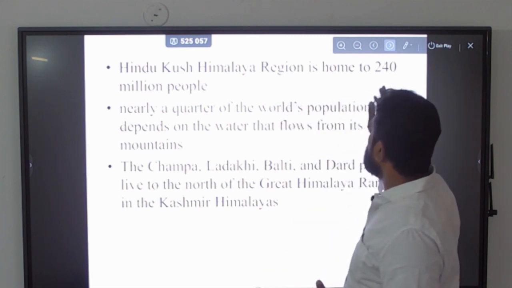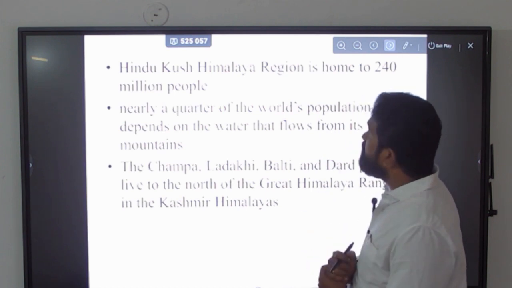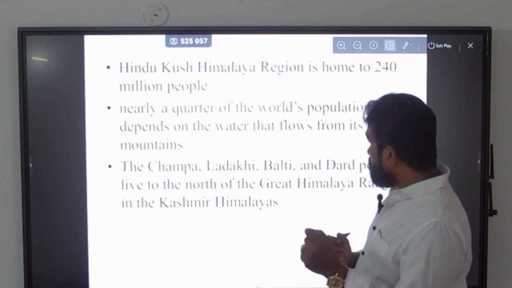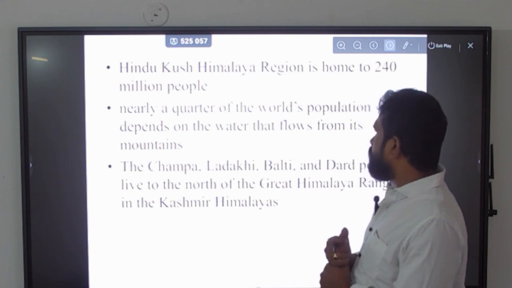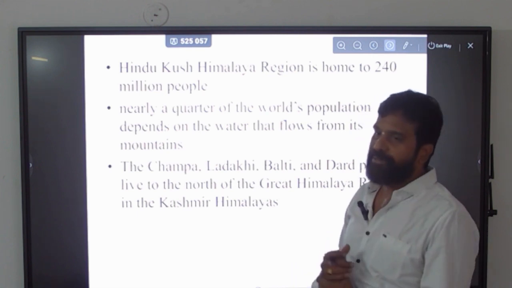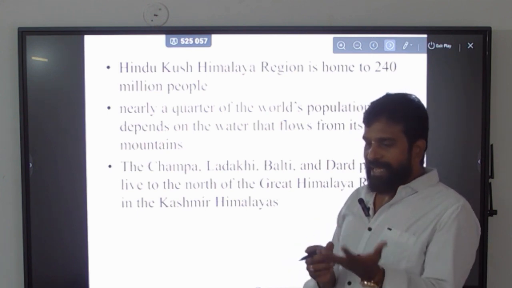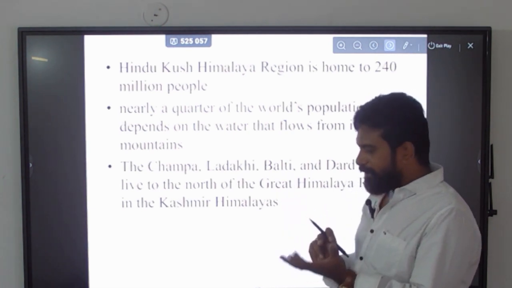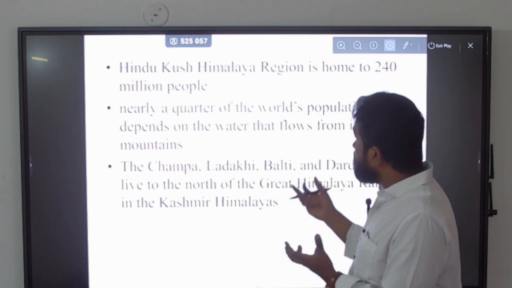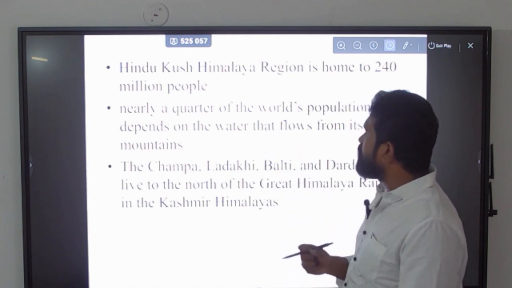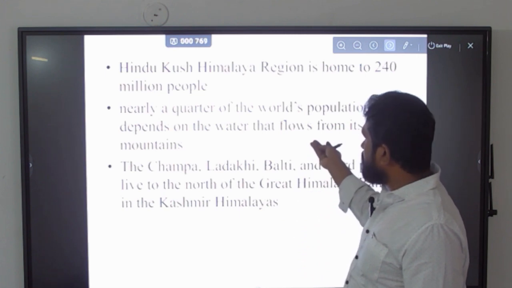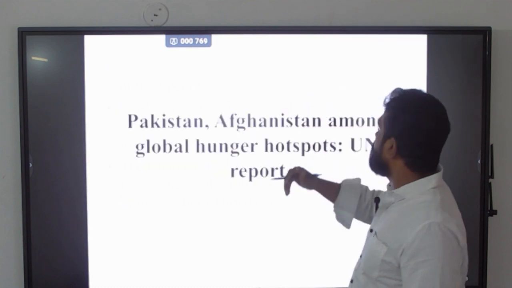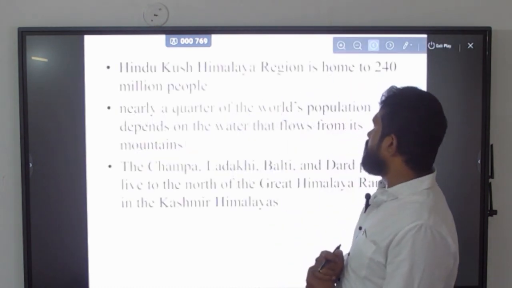So this is the region which is the home of 240 million people. And if you see, a quarter of the world population depends on the water that flows from its mountains. You see this? Because the glaciers on the mountain create the rivers which come from those glaciers. So those glaciers are very important for a quarter of the world's population.